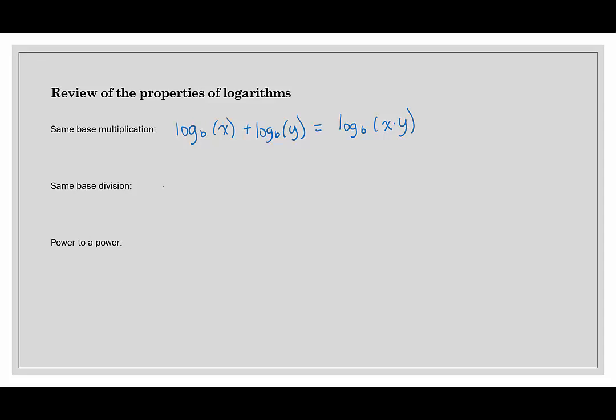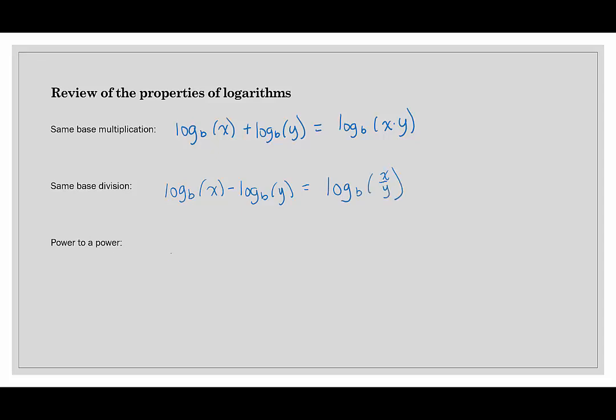Same base division, so here what we would be given is something like log base b of x minus log base b of y. And what we can do to combine these into one single logarithm is we put the argument x over the argument y, the one with the positive coefficient over the one with the negative coefficient, right? Because if you think about what that negative means, it means there's a negative in the exponent, which would move it to the denominator. So this would be log base b of x over y.